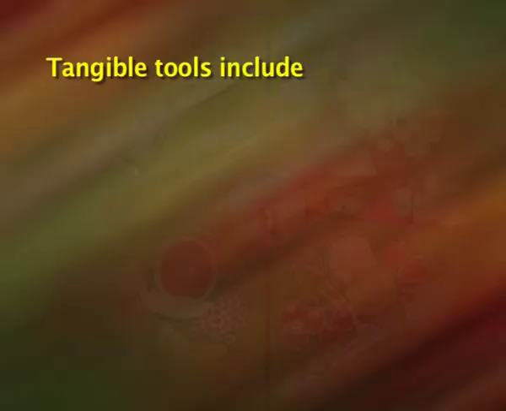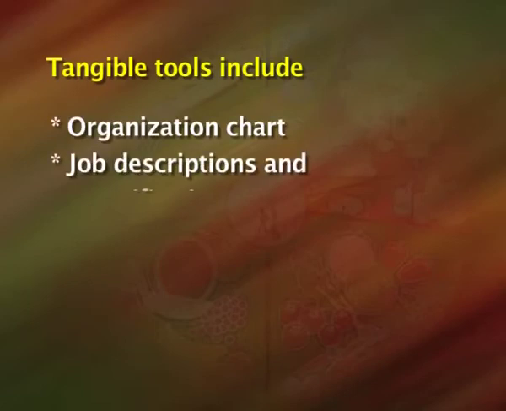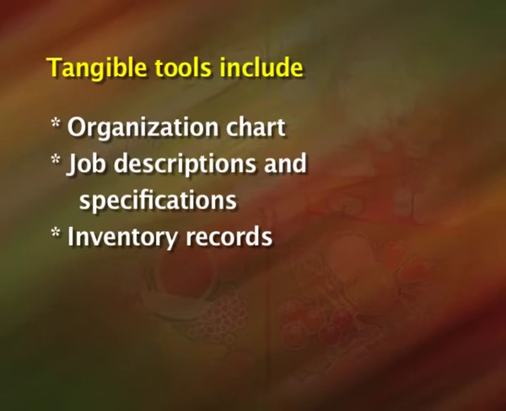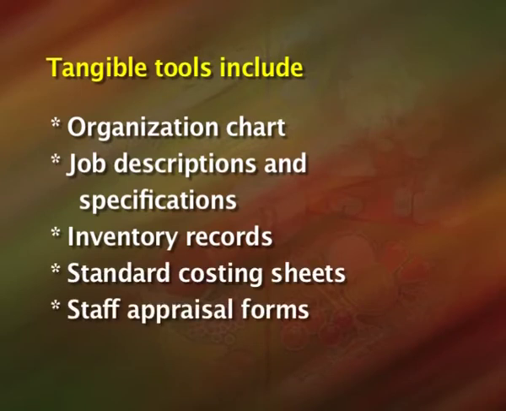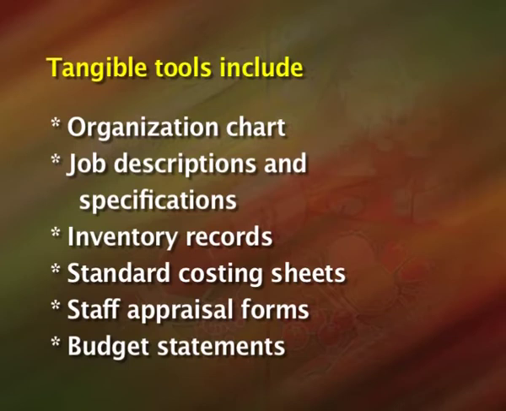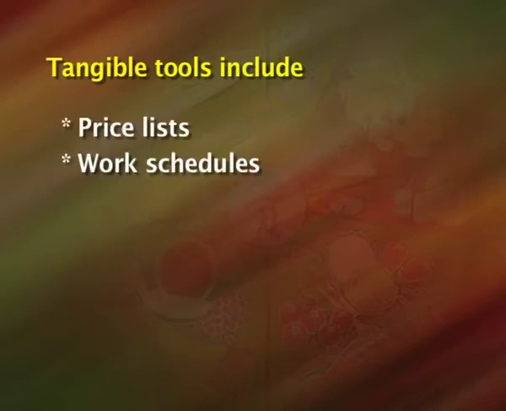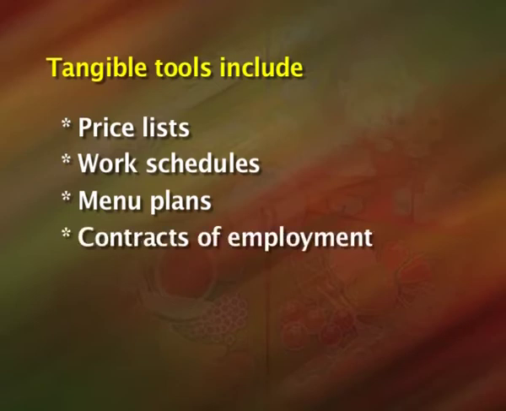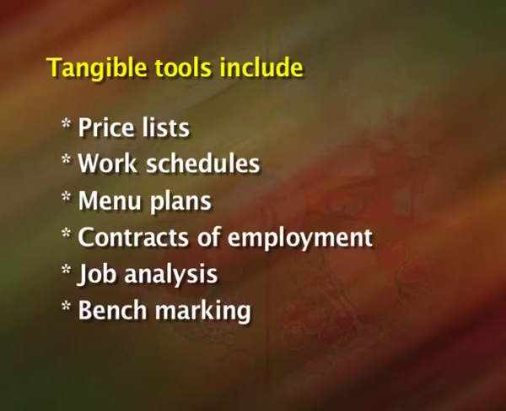Tangible tools are those aids to management that have been developed by virtue of experience of the managers in different work situations. They represent a collection of those tools that resulted in successful decisions in the past. The tangible tools include organization chart, job descriptions and specifications, inventory records, standard costing sheets, staff appraisal forms, budget statements, price lists, work schedules, menu plans, contracts of employment, job analysis and benchmarking. Let's learn about each one of them.